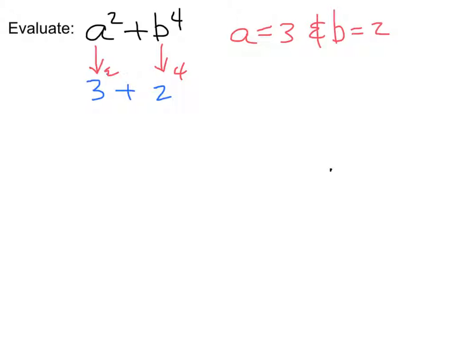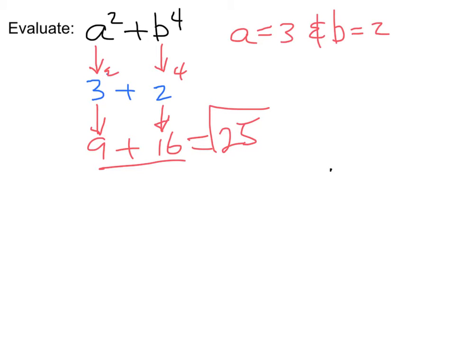So we perform fancy multiplication, and we see that 3 times 3 is 9, plus 2 times 2 is 4, 2 times 4 is 8, and 2 8's are 16. And 9 and 16 will equal 25, and this is our answer.